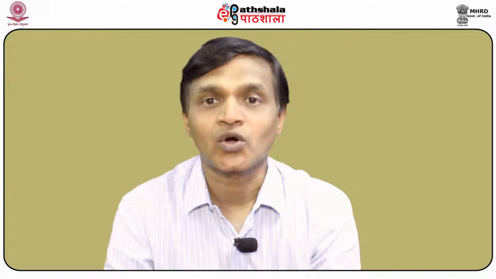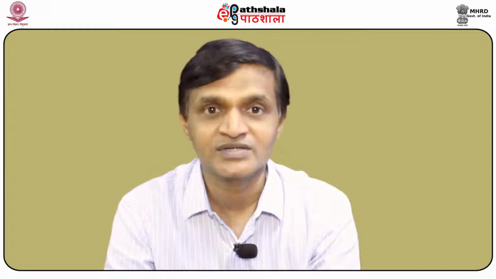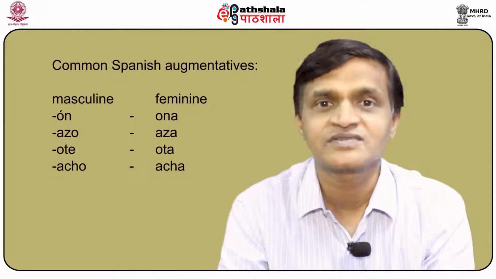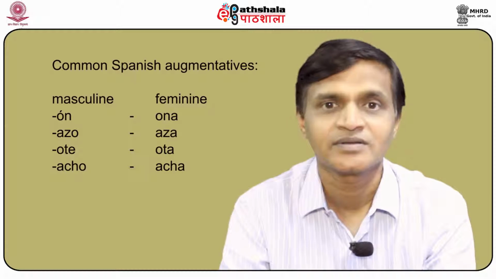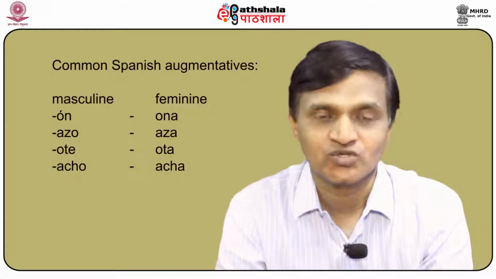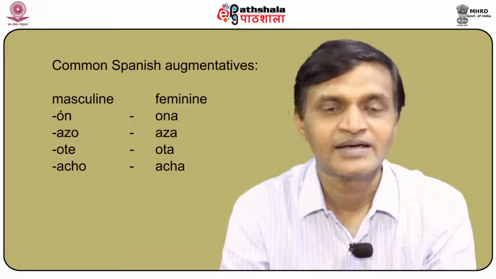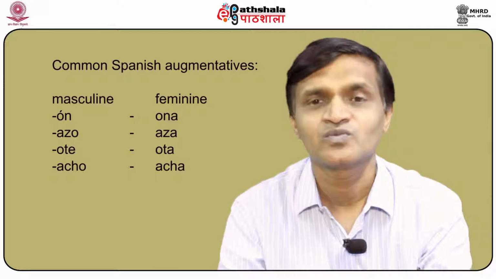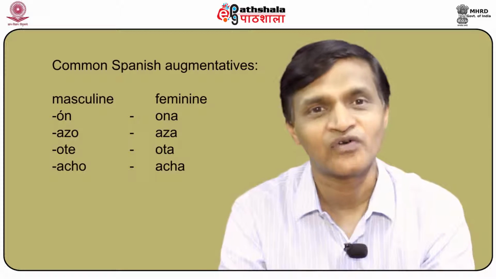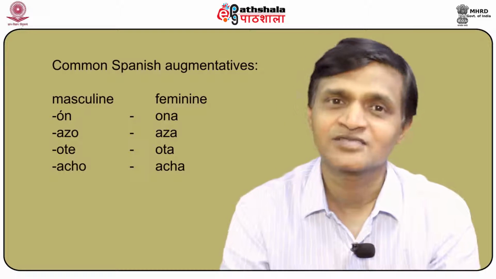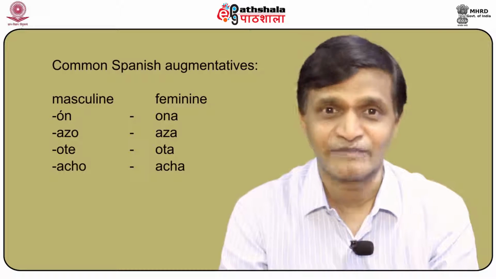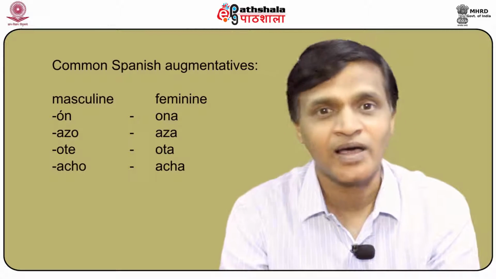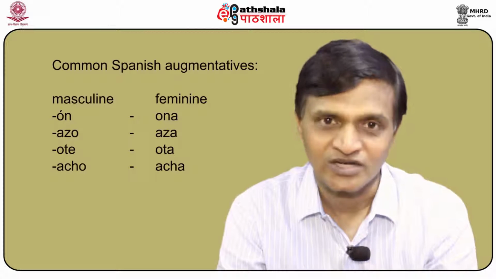Augmentatives also change according to the gender and number of the word that they modify, like any other noun. Common Spanish augmentatives in masculine are on, azo, ote, acho. In the feminine, they are ona, aza, ota, or acha. So, the augmentatives change according to the gender and number of the word that they are modifying, and the Spanish augmentatives in masculine are on, azo, ote, or acho. In the feminine are ona, aza, ota, or acha.